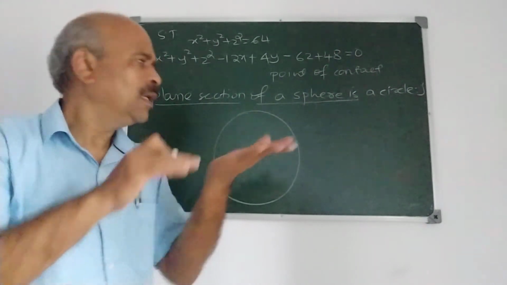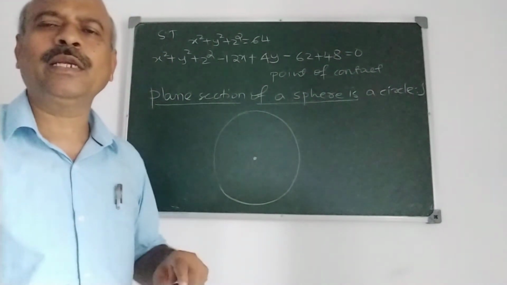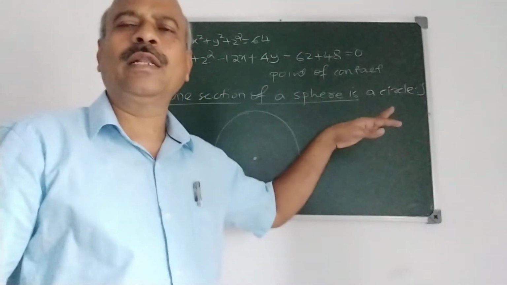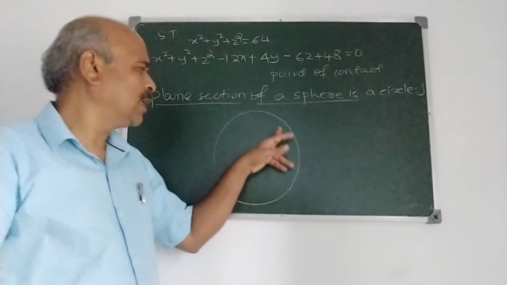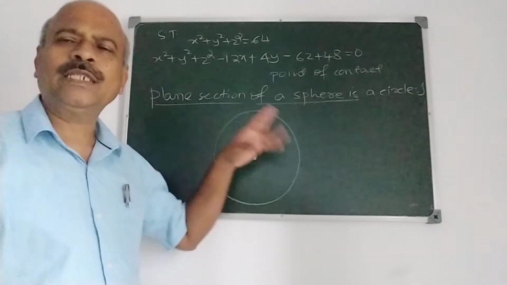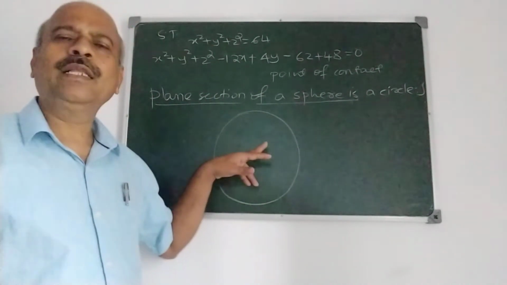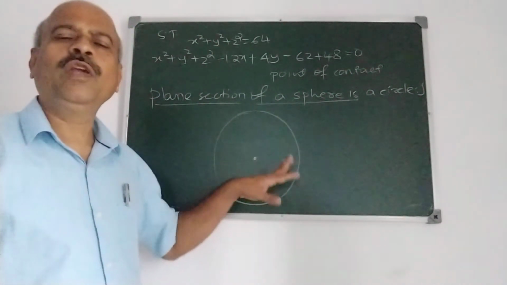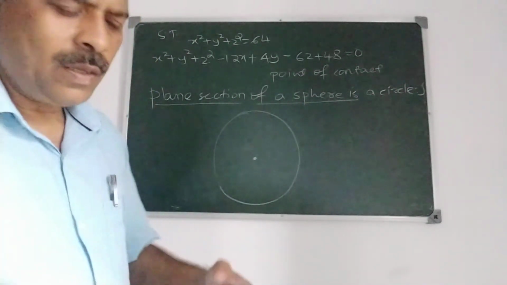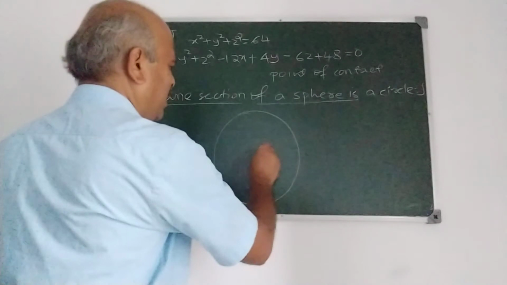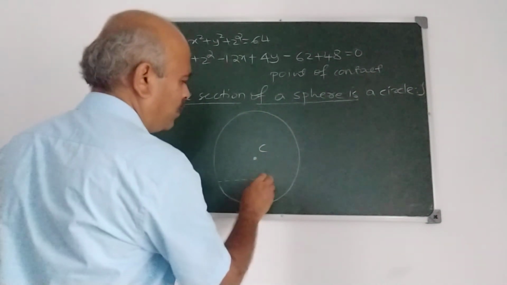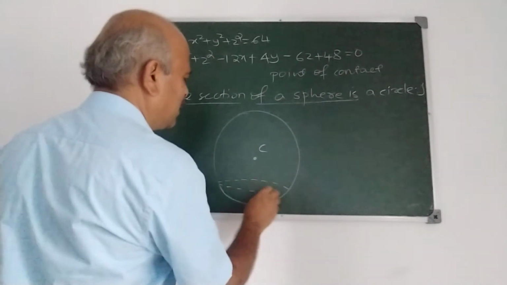It is a circle. That I am going to prove analytically. The plane section of a sphere is a circle. That means when a sphere is cut by a plane, then the points common to the plane and the sphere will be a circle. To prove this, suppose C is the center of the sphere and this is the plane section. This is the plane section of the sphere.